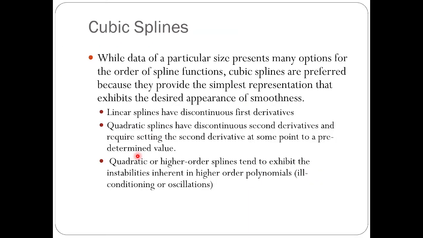Next, cubic splines. While data of a particular size presents many options for the order of spline functions, cubic splines are preferred because they provide the simplest representation that exhibits the desired appearance of smoothness. So linear splines have discontinuous first derivatives, quadratic splines have discontinuous second derivatives and require setting the second derivative at some point to a determined value. So quadratic or higher order splines tend to exhibit the instabilities inherent in higher order polynomials.